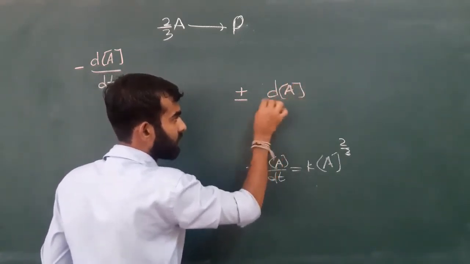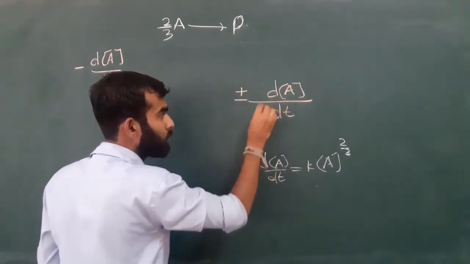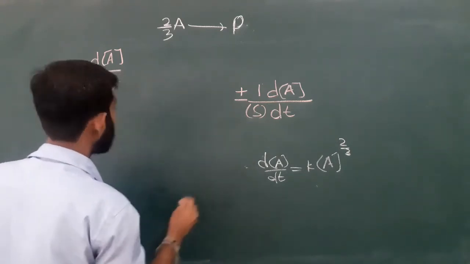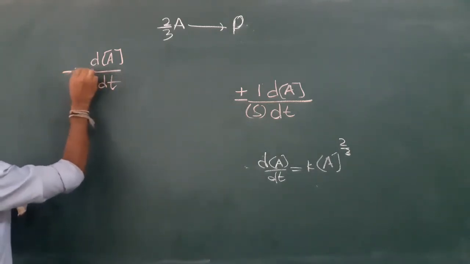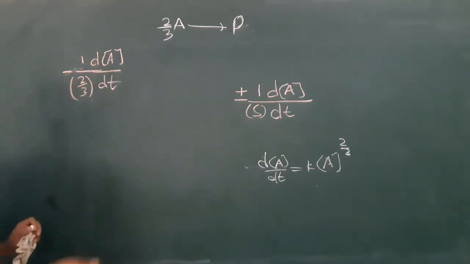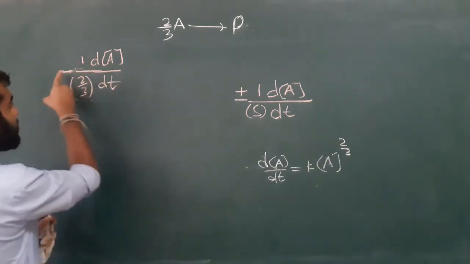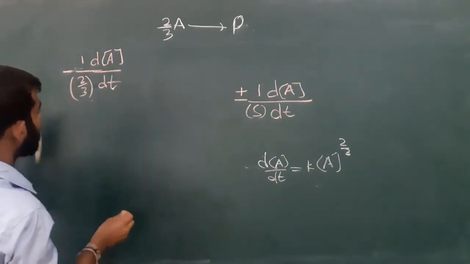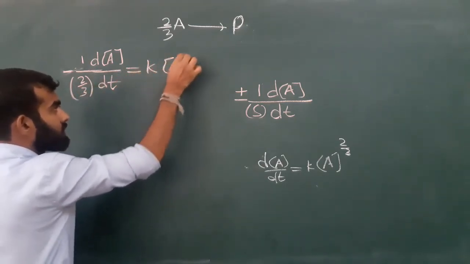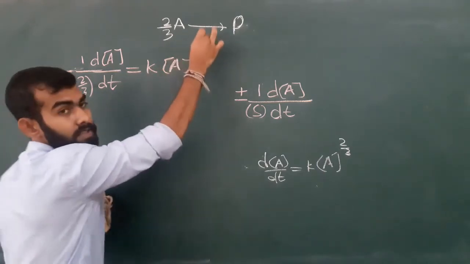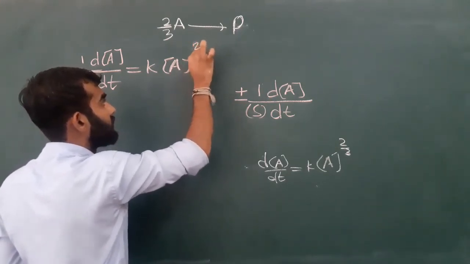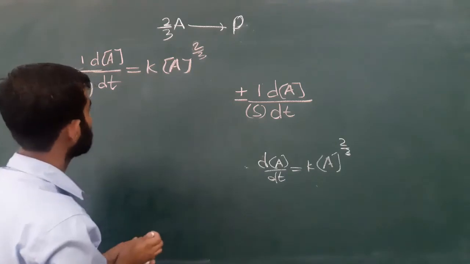the concentration of something by dt. Here we have to divide by the stoichiometry. So this should be modified as minus, stoichiometry is 2 over 3, so 1 over 2 over 3, we have to divide. Okay. Here the negative sign, don't forget this negative sign, is equal to k, concentration of A, and if this is an elementary reaction, the order will be 2 over 3. Okay. This is the basic thing.